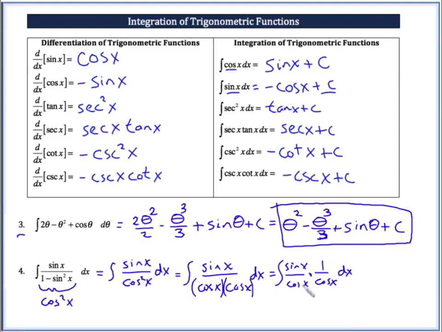Now, sine x over cosine x is really just tan x, or tangent of x. And then 1 over cosine is really just secant. So we required a little bit of manipulation, but now that we have tan x secant x, you can see that that is right here. And so we know the indefinite integral is going to be secant x plus c.